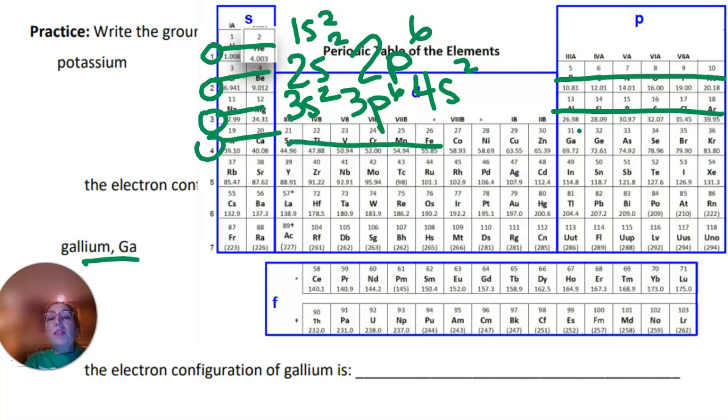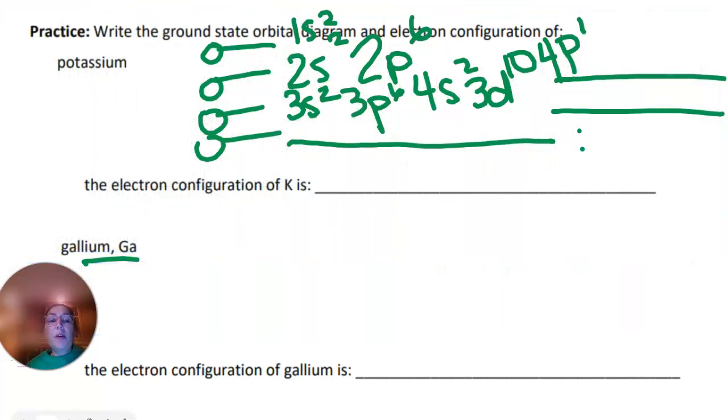4s2. Now, when I go to the d block, I have to remember that I go down one number because I still haven't filled the 3d. At the third level, we have 3d, and it's 10. And then for gallium, it'll be 4p1 to get to 31. Okay, so I think I'm going to copy down the configuration.